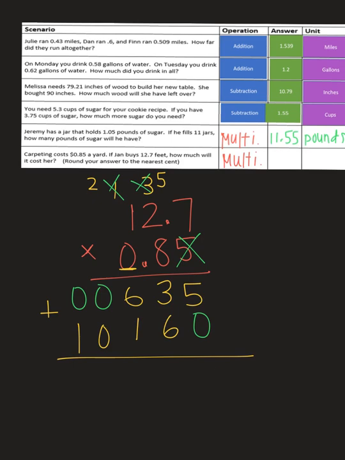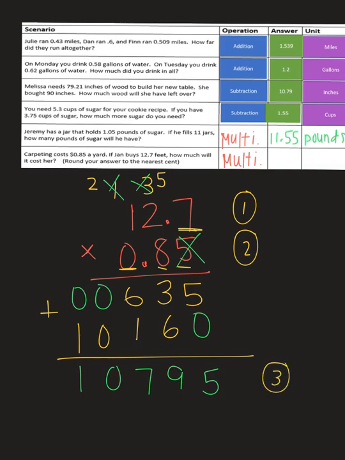We need to put some placeholders before we can add to get our final answer. So 5 plus 0 is 5. 3 plus 6 is 9. 6 plus 1 is 7. 0 plus 0 is 0. And 0 plus 1 is 1. Final step is to look at those decimals. So we have 1 number after our decimal in 12.7. We have 2 numbers after our decimal in 0.85. So 1 plus 2 is 3, which tells me 3 numbers will be after my decimal in my final answer.